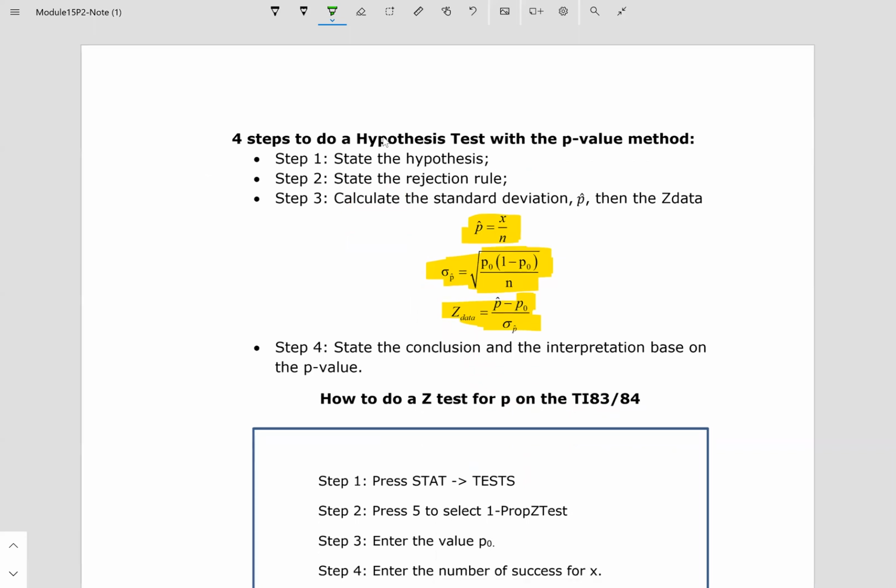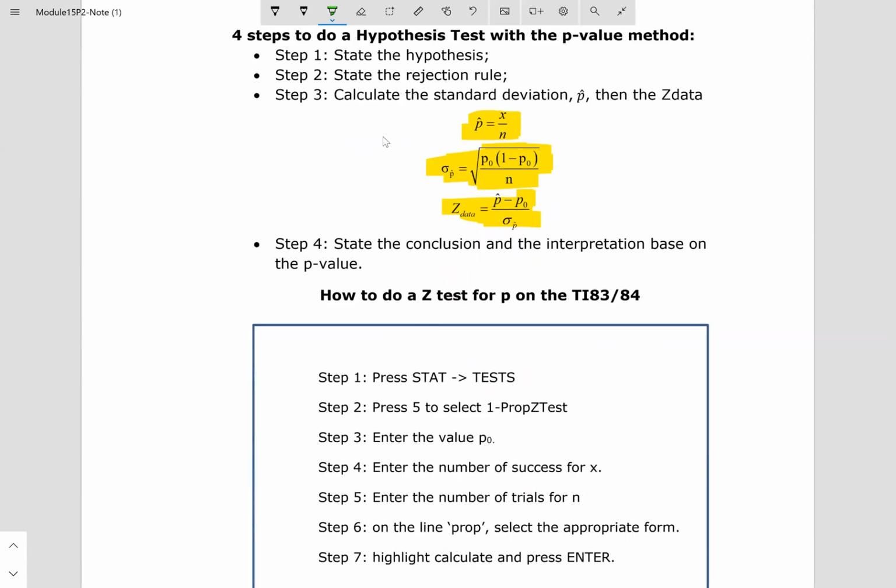Okay. And it just goes through your pictures. Okay. There are the 4 steps for the p-value method. They're really the same 4 steps.